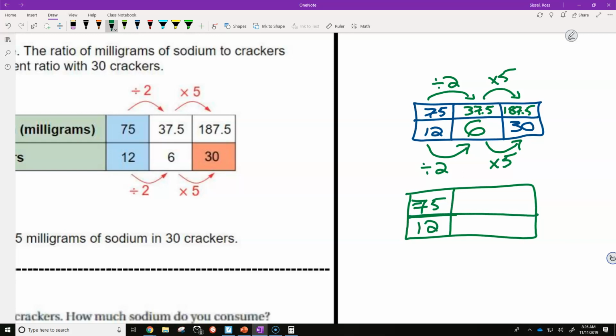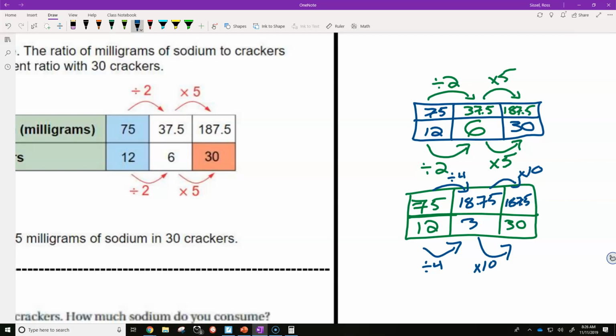Just showing you why this would have worked. If I would have divided by 4, I would have got 3 divided by 4. What did it say? 18.75? Is that what it was? Yeah. Okay, how do I get from 3 to 30? And 187.5. I could have tried 12 times 2 is 24. And see, there's lots of ways.